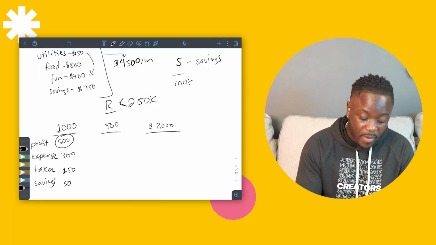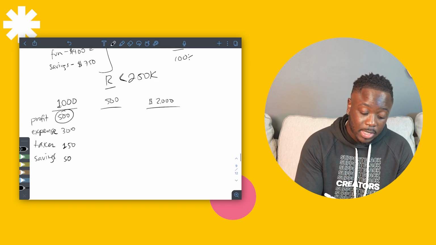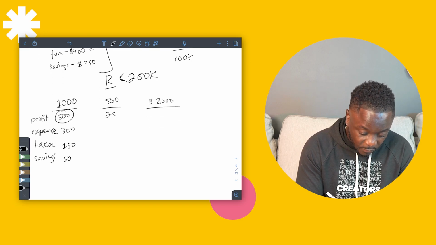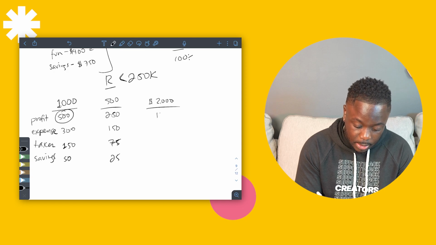A lot of times we make the mistake of getting paid $1,000 and saying, all right, boom, I got $1,000, what are we doing now? And we fail to save for expenses that we're going to need to spend, taxes, and the list goes on. So this is the equation I want you to follow. If your revenue is 250K or less, this equation will work for you. Same thing for 500: 250, 150, 75, and then 25. And for 2,000, it's basically double.